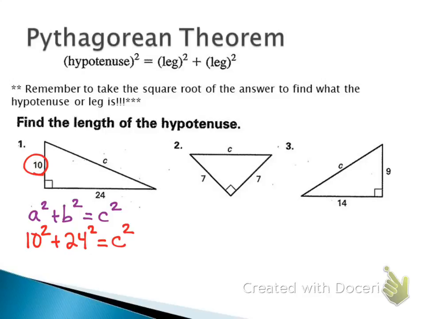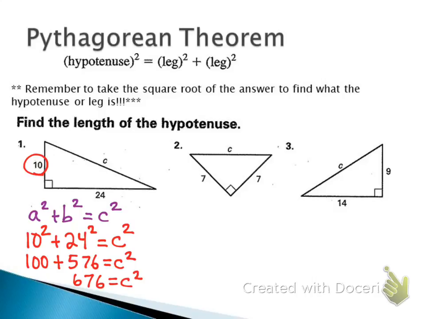So plug in 10 for one of them, plug in 24 for the other, leave the C as a C, and then we're going to see if we can figure this out. If you do not have a calculator, now would be the time to get one. So we need to start doing some math. What is 10 squared? This is an easy one, you know this. 100, good. What is 24 squared? 576. That's going to equal c squared. What do I get when I add those together? 676, good. Equals c squared.